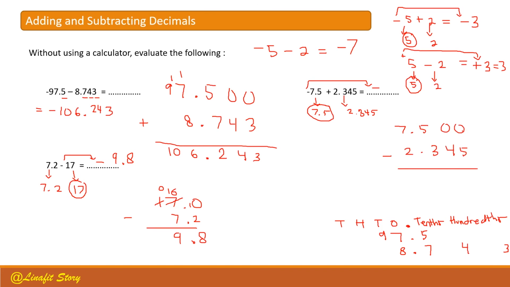We cannot take away 5 from 0. If you regroup from here, this is 0, cannot, right? So you must regroup from 5. Then you give it here. Then give it again. 10 minus 5 is 5. 9 minus 4 is 5. 4 minus 3 is 1. 7 minus 2 is 5. So the answer is negative 5.155.